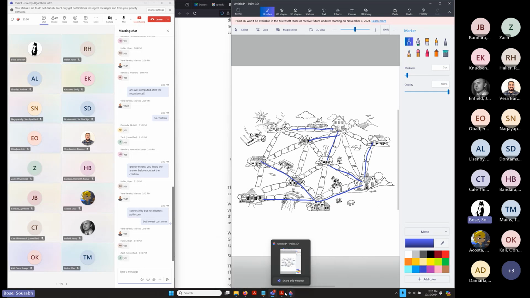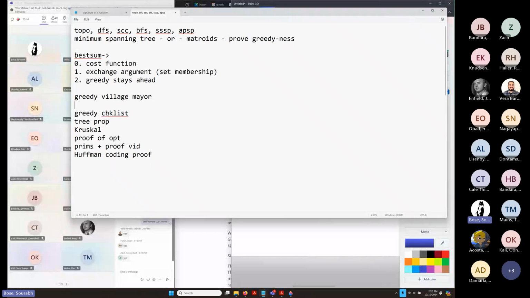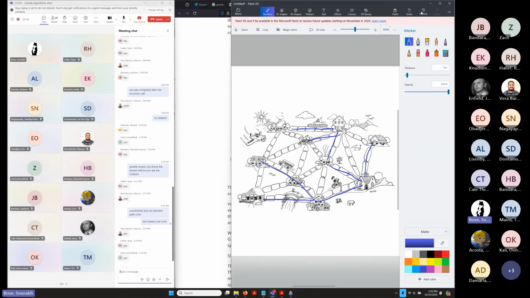Right, where was I? Let's come back. So that's the greedy village mayor problem. We are going to come and talk about this thing, but before I do that, we'll talk about properties of trees in a second. But I have a question again. Sorry for bugging you guys so much, but I have a question. This connectivity thing that comes up, is it a tree or a graph?